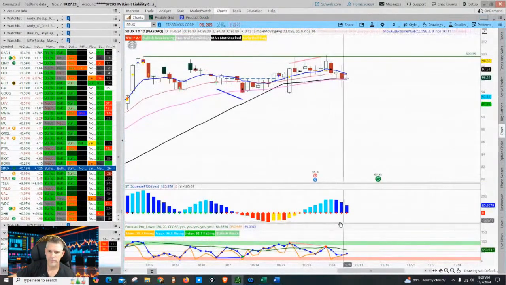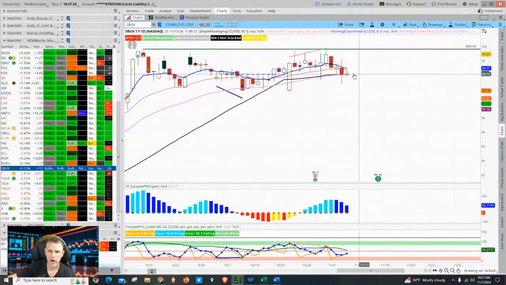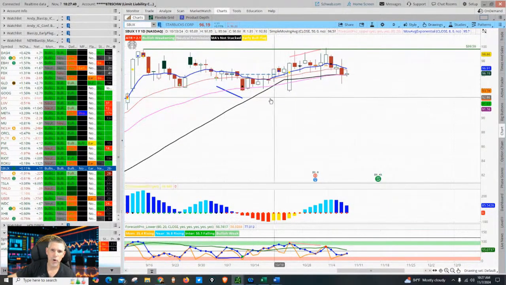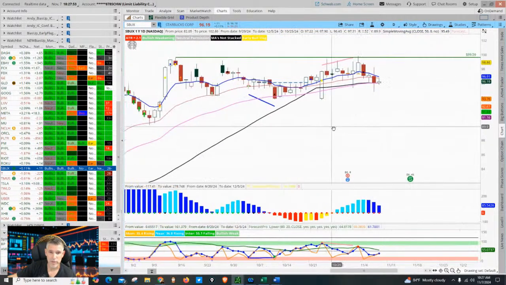Starbucks. Squeeze. Beautiful. Now, it says the moving averages aren't stacked, but they are stacked. I don't know why it says that. Oh, it's because this code also takes into consideration the 50 simple moving average. If the 50 is above the 34 exponential, it says not stacked, but I like it as far as the squeeze setup.